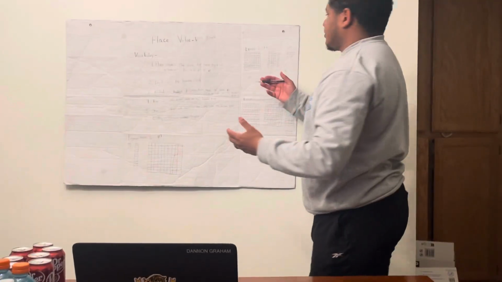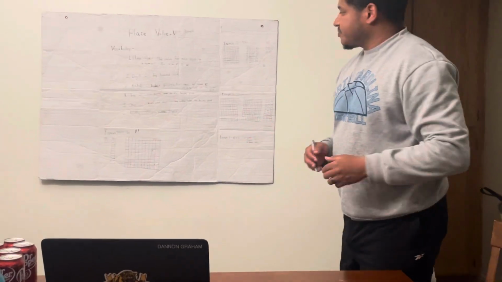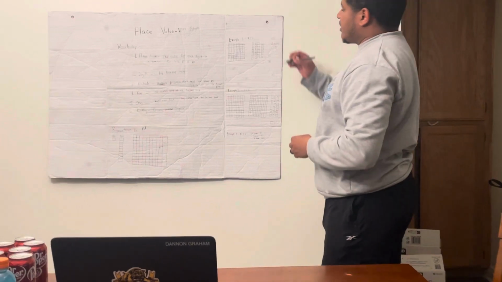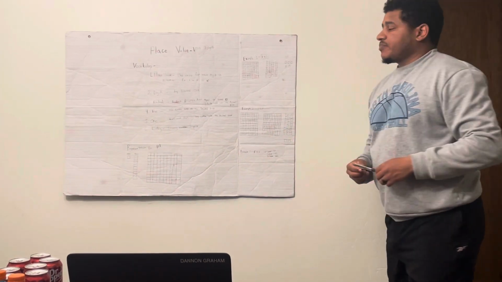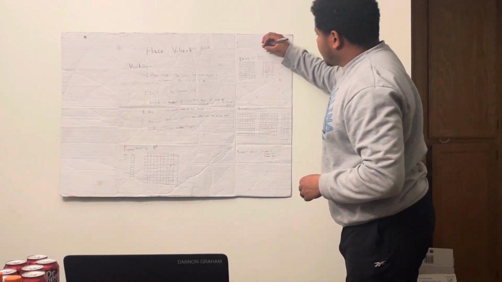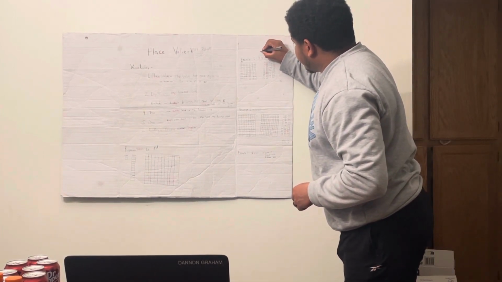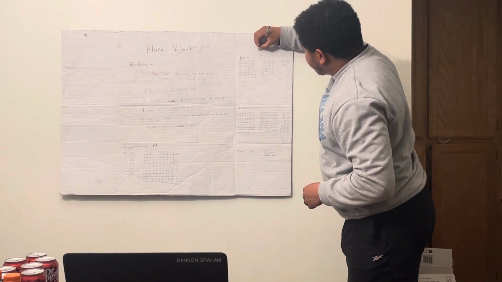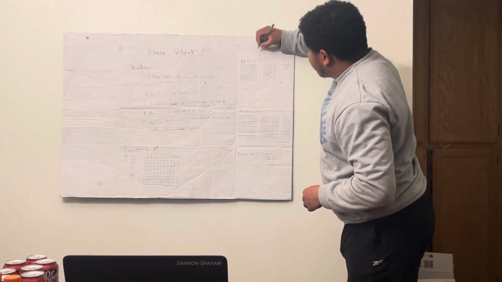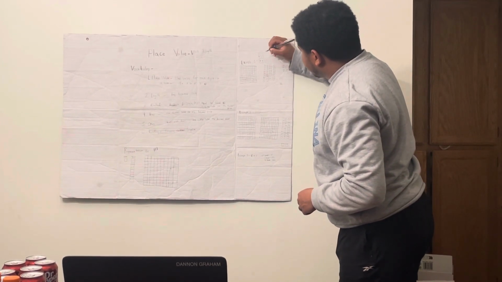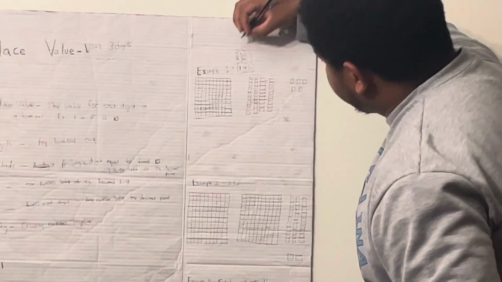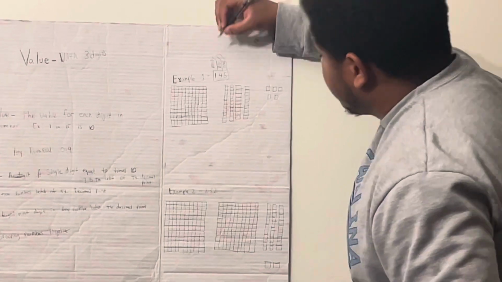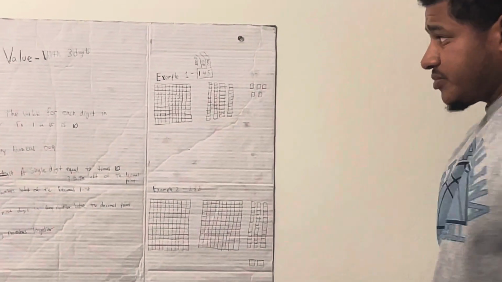Just to go over our first example, I'm going to give you a visual representation of how we're going to do this. The number we're given is 145. This here represents our hundreds. This number here will represent our tens, and this number here will represent our ones. So, 145.